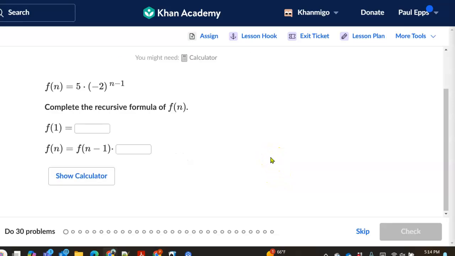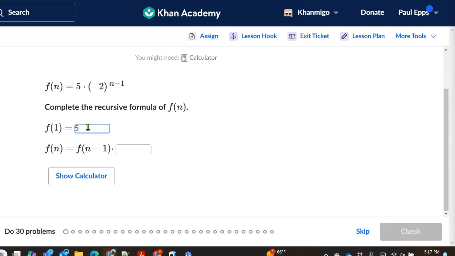All right. Find a recursive formula for 5 times -2 to the n minus 1. Well, let's see, f of 1. What if we plug 1 in for n? Then 1 minus 1 is 0, -2 to the 0 is 1, and f of 1 is 5.